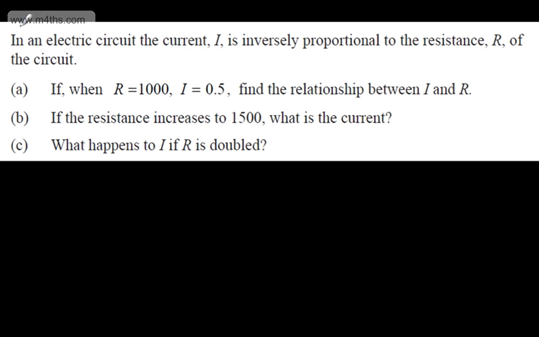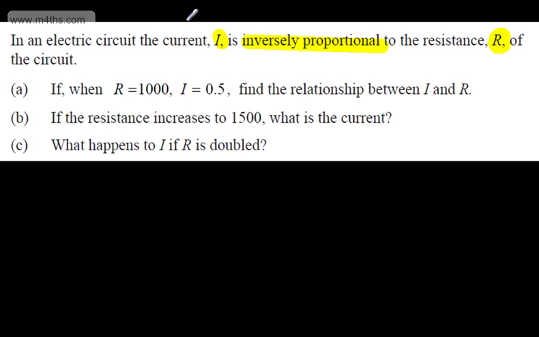Okay, let's do a wordy one. In an electric circuit, the current I is inversely proportional to the resistance R of the circuit. In part A, it says if, when R is equal to 1000, I is equal to 0.5, find the relationship between I and R. All we need to do is pull out the maths from the wordiness. So what do we have? We've got I is inversely proportional to R. And that's nice and straightforward.